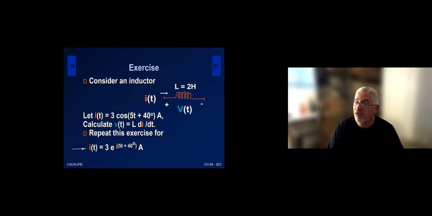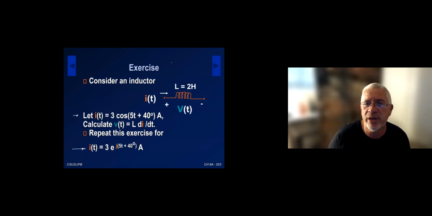So we're going to do it for two currents. The first current is, again, 3 cosine of 5t plus 40. Then we're going to do it again using 3 e to the j of 5t plus 40 degrees and see how that plays out in terms of the circuit here. That will formalize the phasor method a little bit for us. So I'm going to go to the document camera to do this with you.